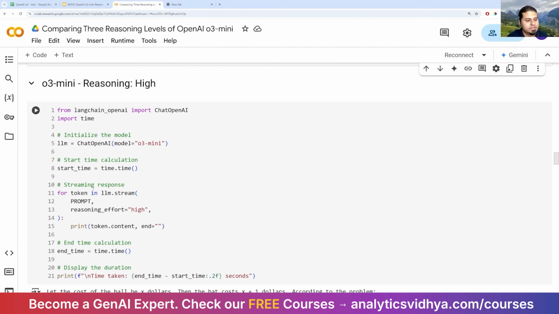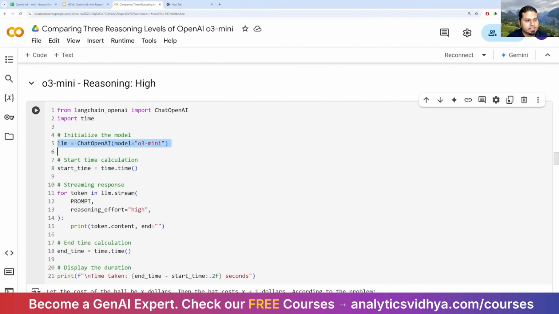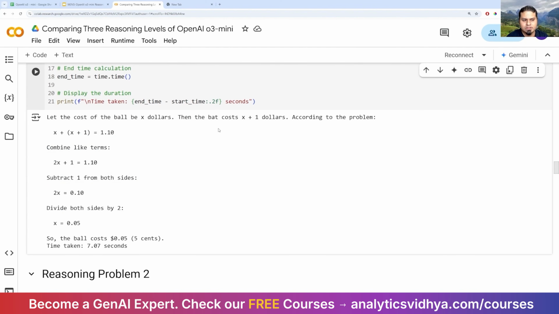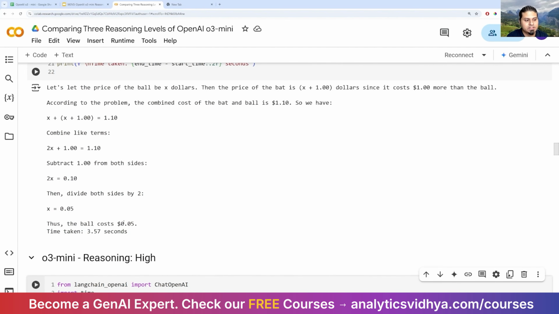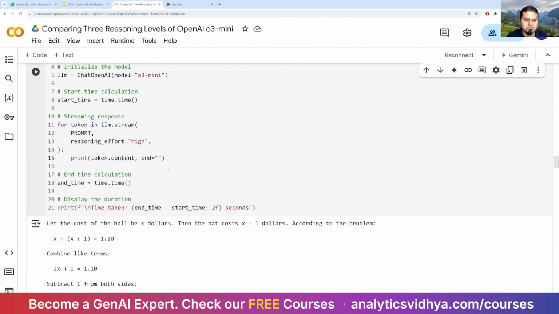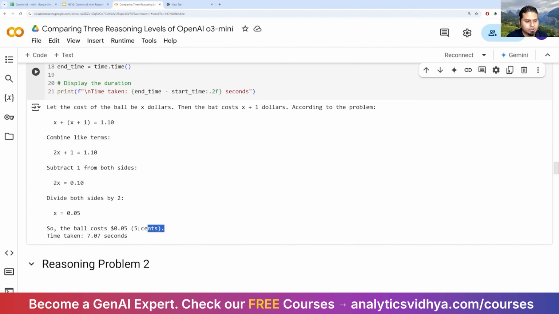For that, all we do is the exact same code, exact same model, just that in the LLM stream, the reasoning effort is set to high. And we can see here that, again, the computation is pretty much similar, just that probably it will think a bit more when it is breaking it down into steps, and then gives us the response. And it tells us that the cost is $0.05, which is also 5 cents. Earlier, it was just telling $0.05, or in this case, 5 cents. But here it tells us both the values, which are both correct.